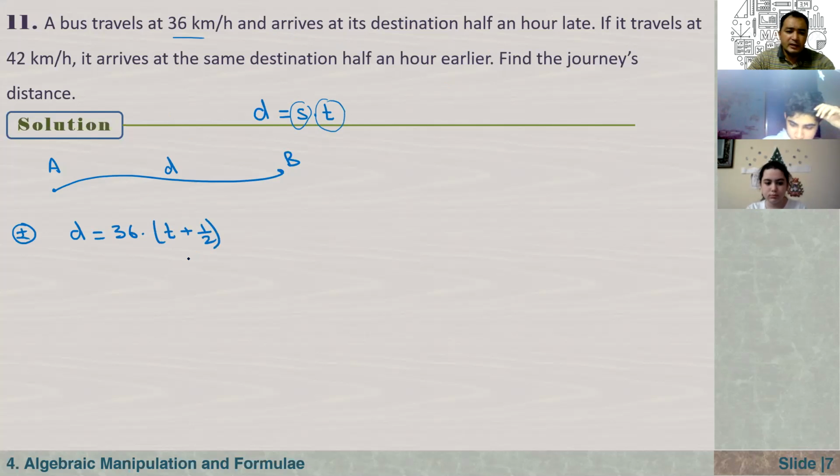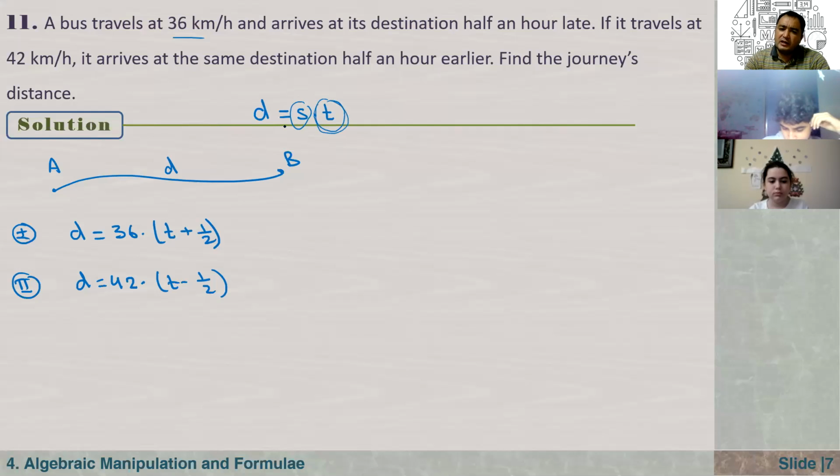It takes more time. In the second case, it travels at 42 kilometers per hour and arrives at the same destination half an hour earlier. So that is t minus 1 over 2. Maybe this t is the scheduled time. The bus was supposed to travel at s kilometers per hour, taking time t. But due to maybe a traffic jam, in the first case it traveled a bit slower, and in the second case a bit faster.